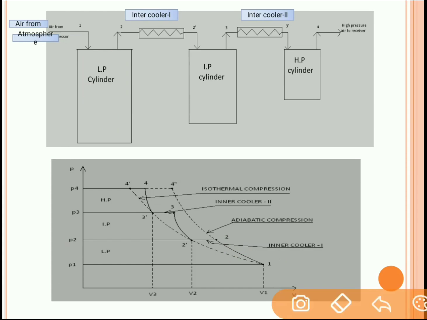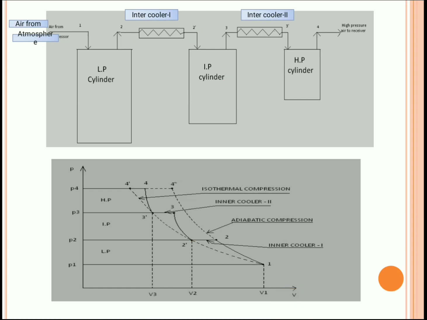Now at point 2, we have high pressure and high temperature. This high pressure, high temperature air at point 2 will pass through the intercooler, and at point 2 dash you will get volume V2. So volume reduces and temperature will also reduce at constant pressure. So from 2 to 2 dash, volume reduces at constant pressure P2, also temperature will reduce.